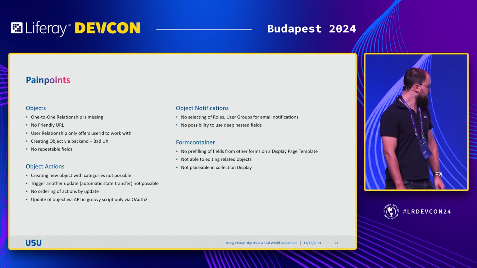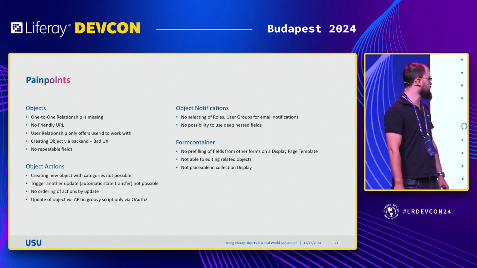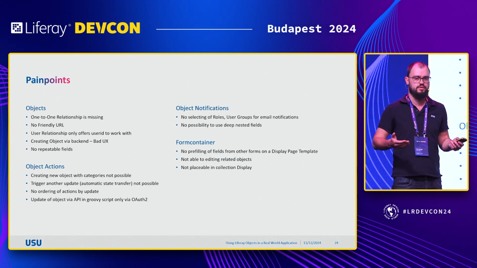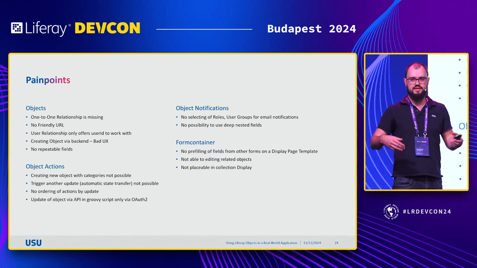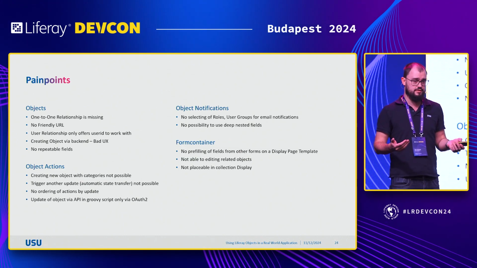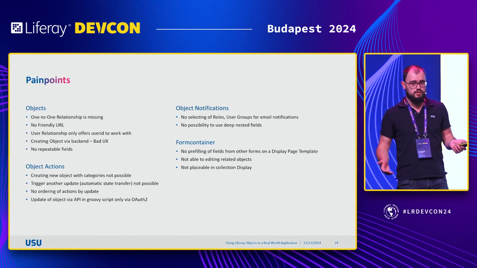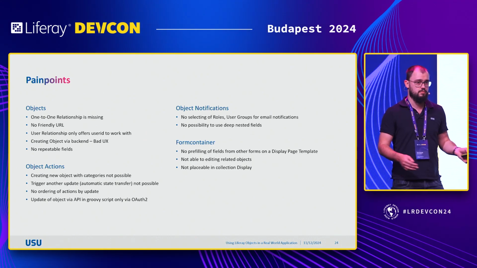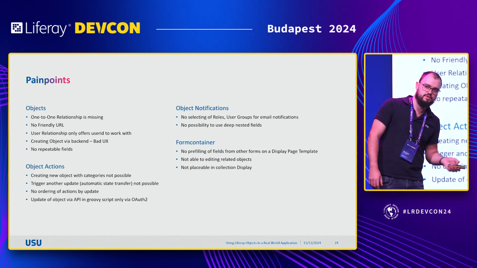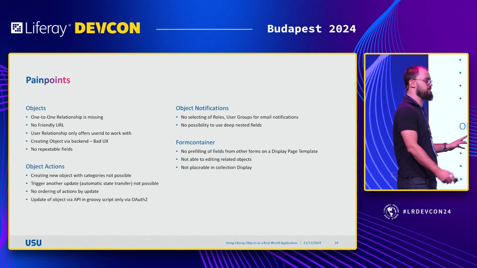At least for the form container, there are some small issues as well, which we found. You can't pre-fill a field from another form on a display page, for example. If you render your object and place this registration form, you can't pre-fill this field with some information out of this object. You are not able to edit related objects in one form container. You have to split it up, maybe through pagination or something. And you're not able to place a form container in a collection display. But nevertheless, this was the pain points.